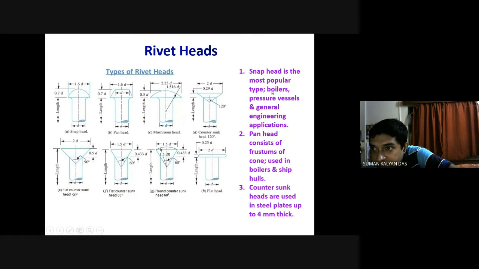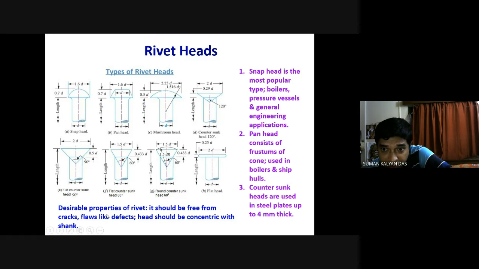Snaphead is more popular in boilers, pressure vessels, and general engineering applications. Panhead is used in boilers and ship hulls. So the ship bodies initially were also made of rivets. In those cases, panhead is more suitable.